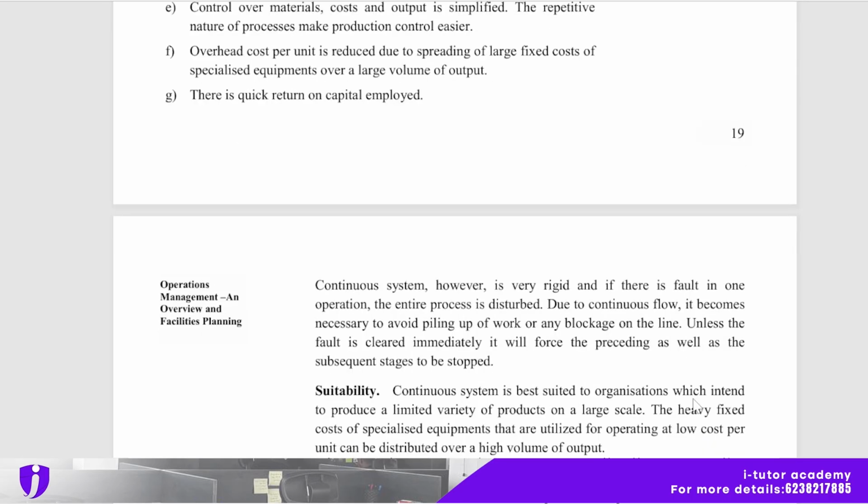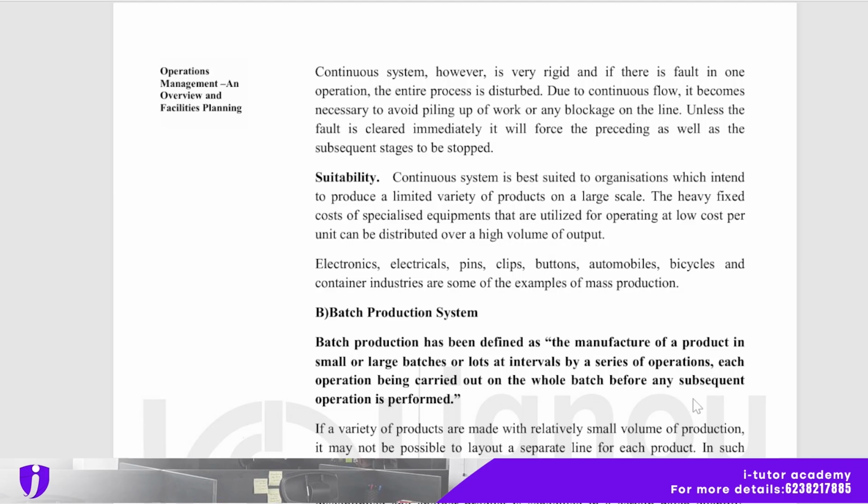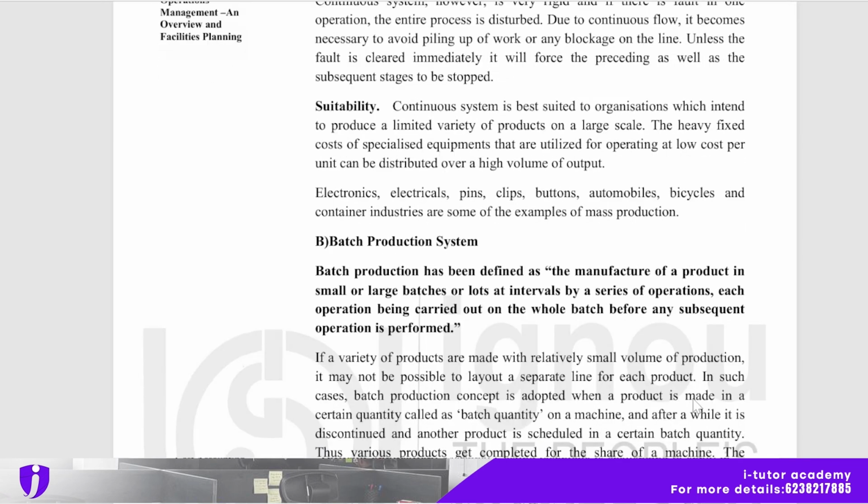Overhead cost per unit is reduced due to spreading of the large fixed cost of specialized equipment over a large volume of output, and there is quick return on capital employed. The continuous system, however, is very rigid, and if there is a fault in one operation, the entire process is disturbed. Due to continuous flow, it becomes necessary to avoid piling up of work or any blockage on the line. Unless the fault is cleared immediately, it will force the preceding as well as the subsequent stages to be stopped.